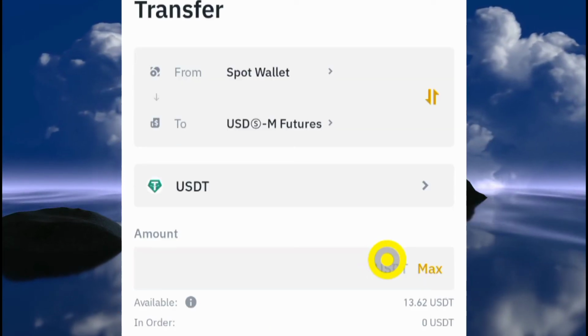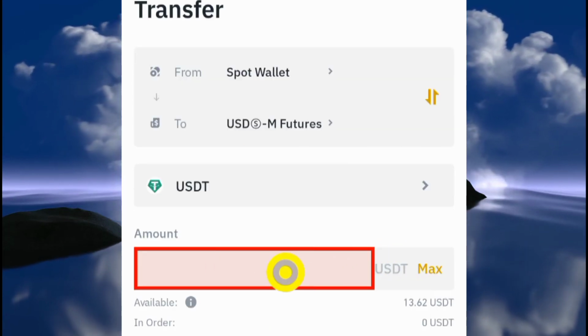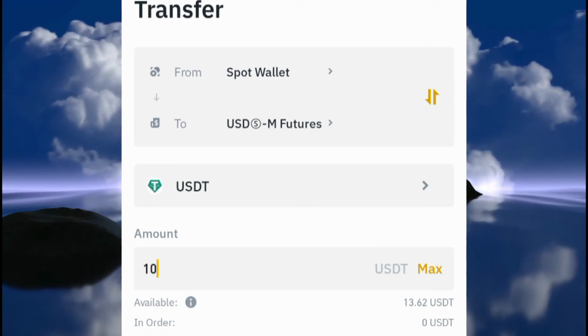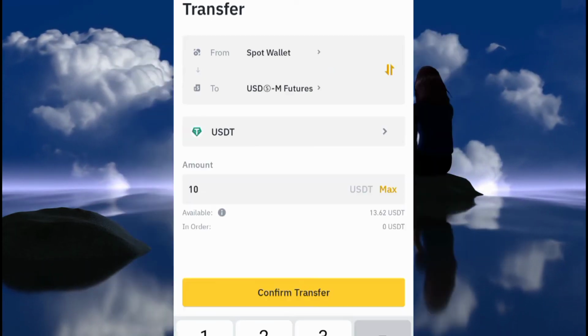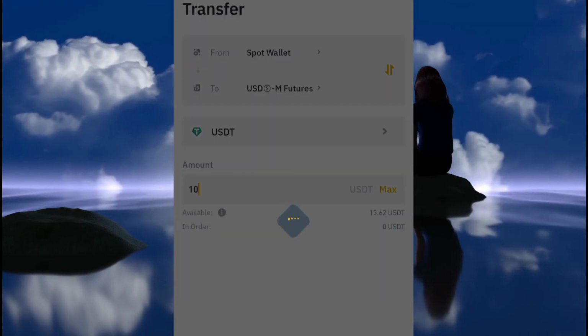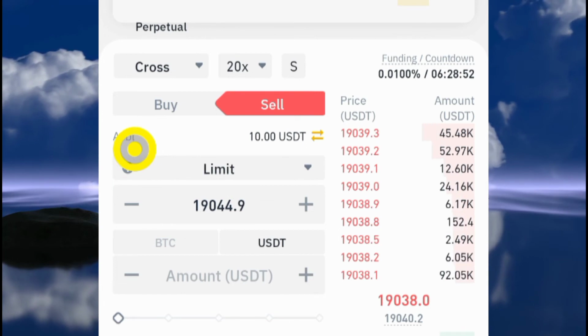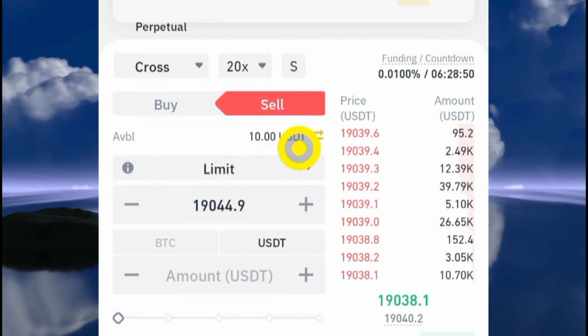So all you would have to do would be to select the quantity of the assets you want to transfer. In this case, I want to transfer 10 USDT. Then all you would have to do would be to click on the confirm button. As you can see here now, our available balance is 10 USDT.